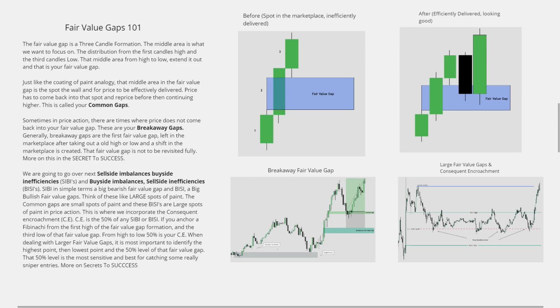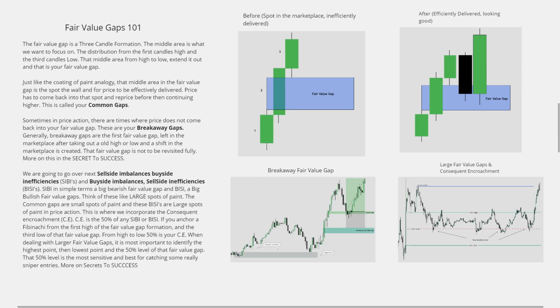So a BISI and a SIBI, those are big fair value gaps. When dealing with big fair value gaps, you have to think of it like this. You have a small cookie and you have a big cookie. You could probably fit the entire small cookie in your mouth and eat it like that, but you can't do that with the big cookie. So what you have to do is split the big cookie in half. That's kind of how we look at it here. When dealing with bigger fair value gaps, we split them in half, and that 50% level is your consequent encroachment, or 50%.